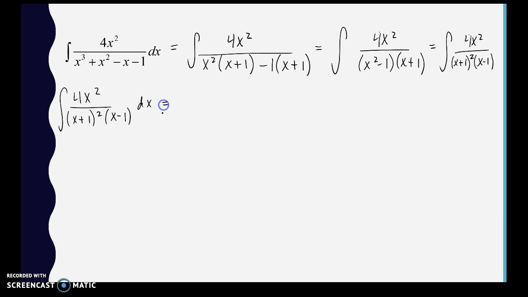So now when I decompose this, I'm going to have three fractions here. X plus 1, x plus 1 squared, because each power of x needs to be represented, and then my x minus 1. Okay, they're all linear factors, so those values will be a, b, and c.